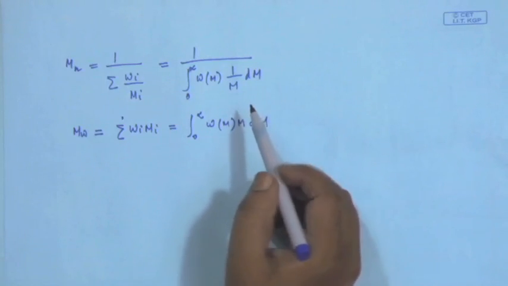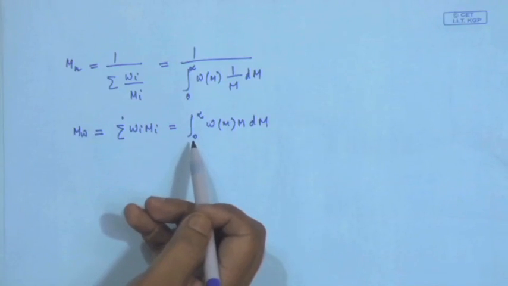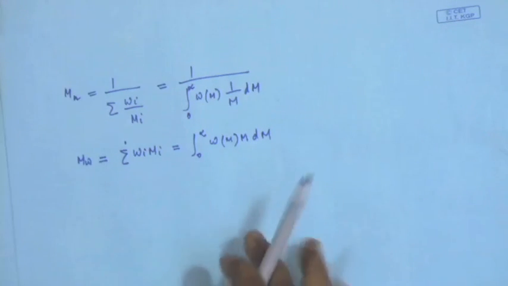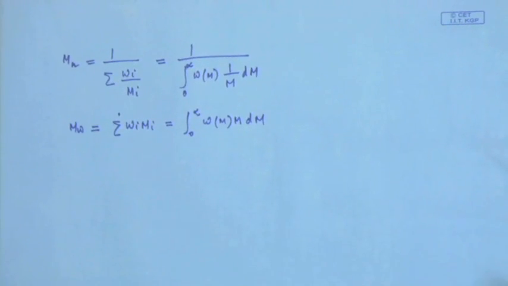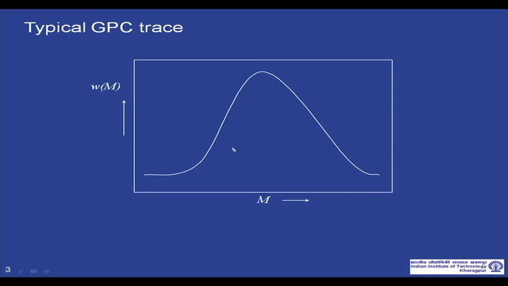So, this is an example of Mn and Mw expressed in integral form. This shows why we require the raw data to be transformed into this type of weight fraction molecular weight distribution, a plot of weight fraction versus molecular weight. To do that, let us first look at the principle of separation in gel permeation chromatography.